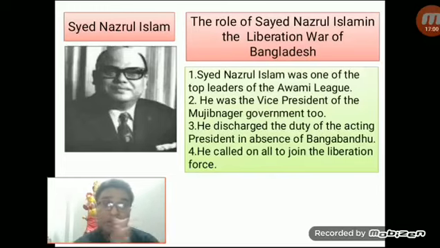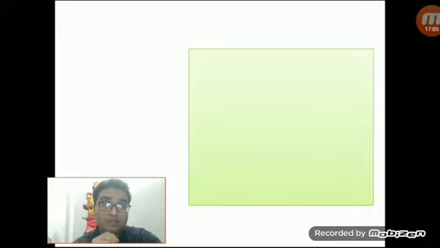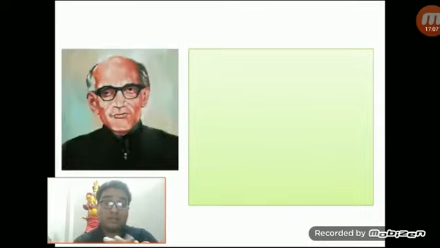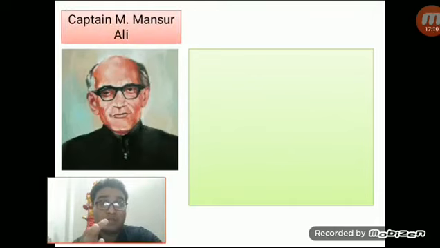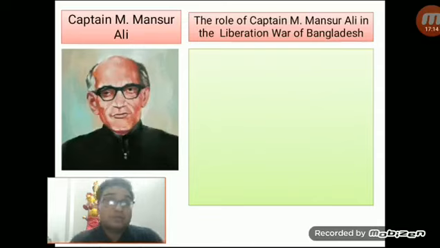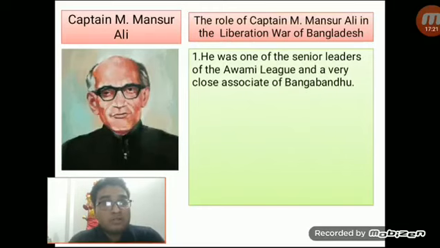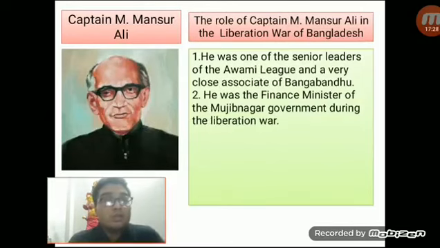So dear students, now I am going to discuss this person, and his name is Captain M. Mansur Ali. He was born in Shirazganj. And the role of Captain Mansur Ali in the liberation of Bangladesh. Number one, he was one of the senior leaders of the Awami League and a very close associate of Bangabandhu. Number two, he was the finance minister of the Mujibnagar government during the liberation war.